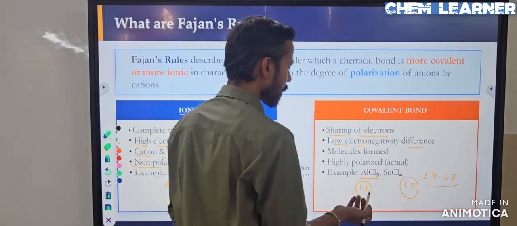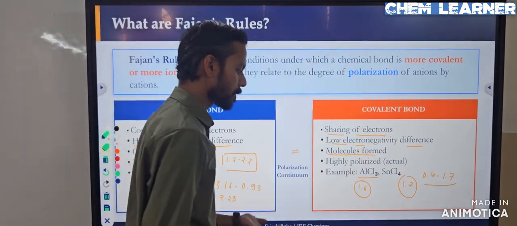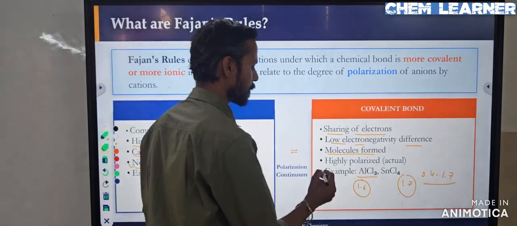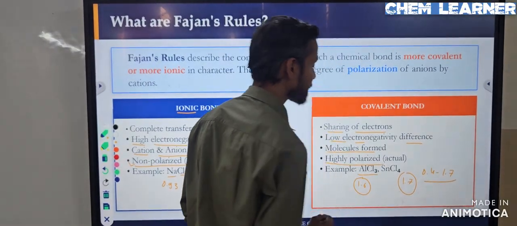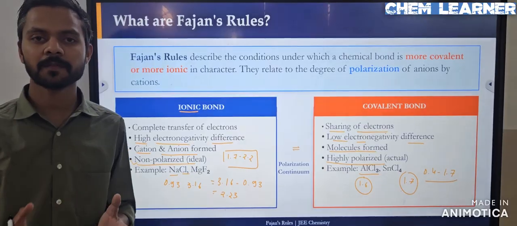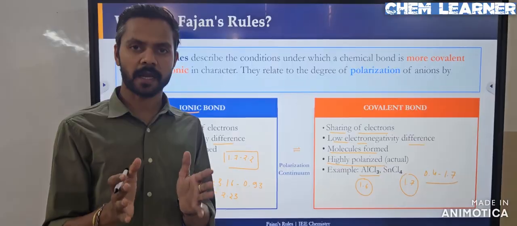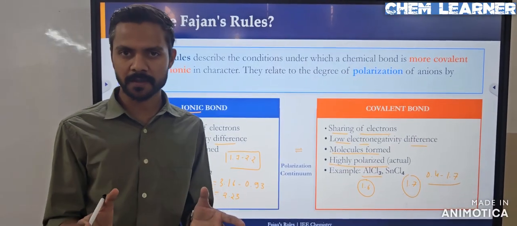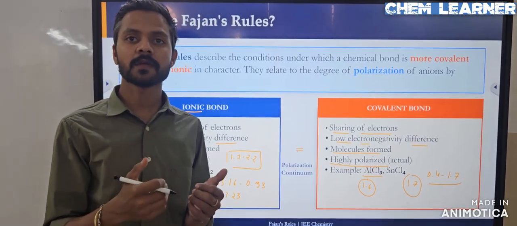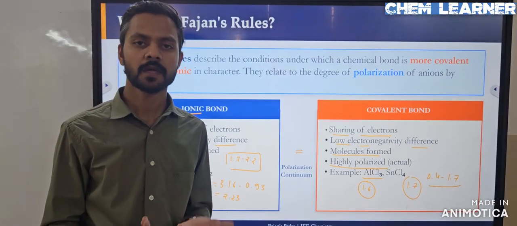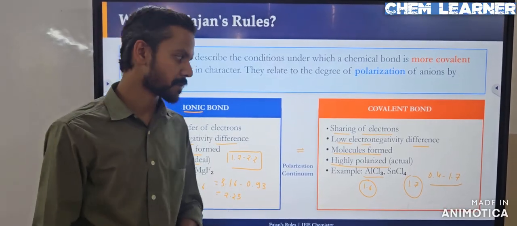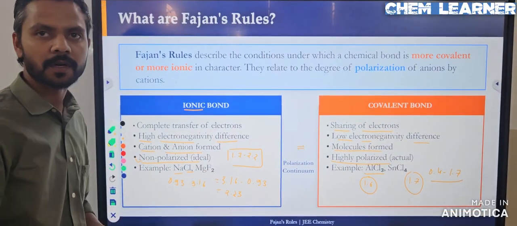Now a molecule will be formed, and what we are seeing here is that it is highly polarized. What we mean by highly polarized is that the electrons of the two atoms overlap with each other. So there will be sharing of electrons. An ionic and a covalent bond is formed.